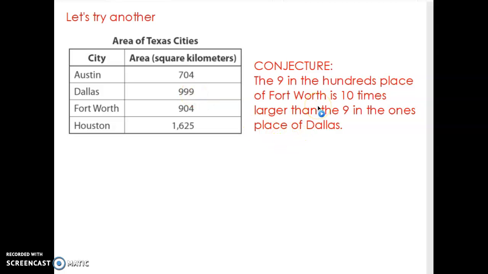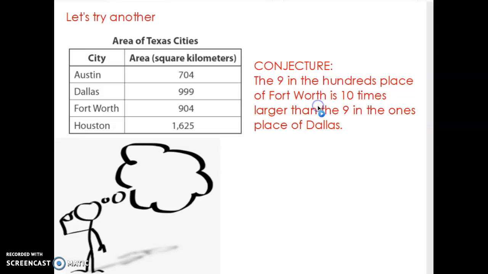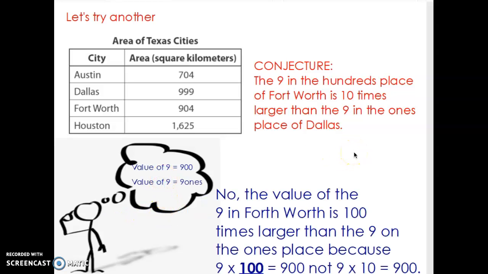So based on that information, you're probably thinking, do you agree? Do you disagree? Well, the value of the 9 is 900, and the value of the 9 is 9 ones. And I'm going to ask myself, is that 10 times larger? I'm shaking my head no. So that tells me that no. The value of the 9 in Fort Worth is 100 times larger than the 9 in the ones place, because 9 times 100 is 900, not 9 times 10 equals 900. So this conjecture we have disproved with our justification.